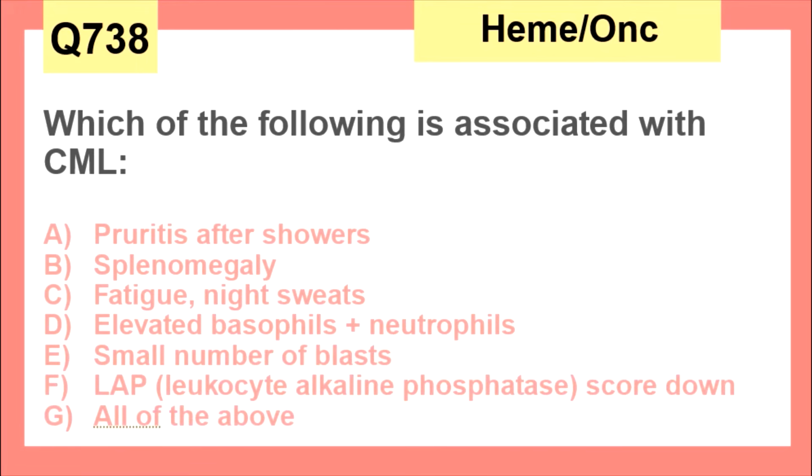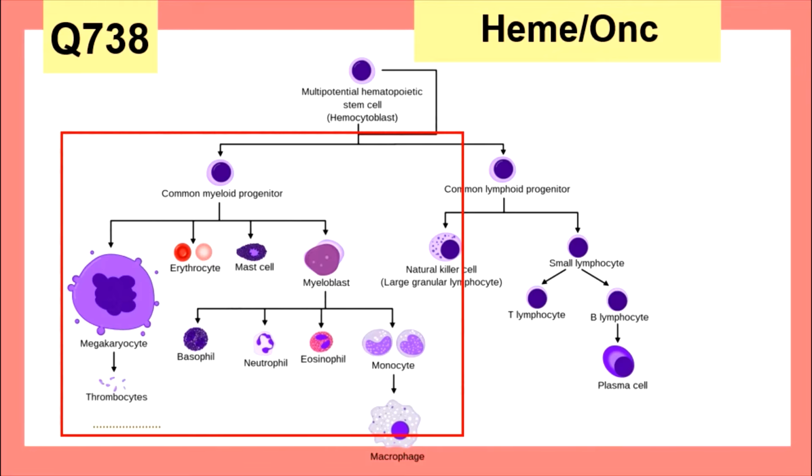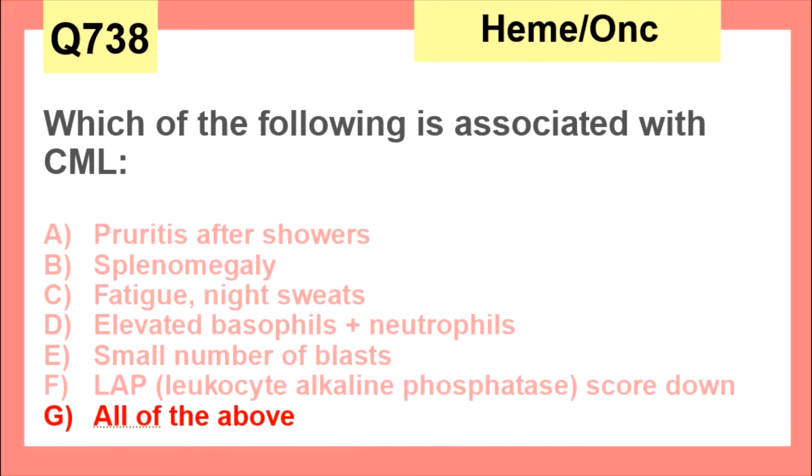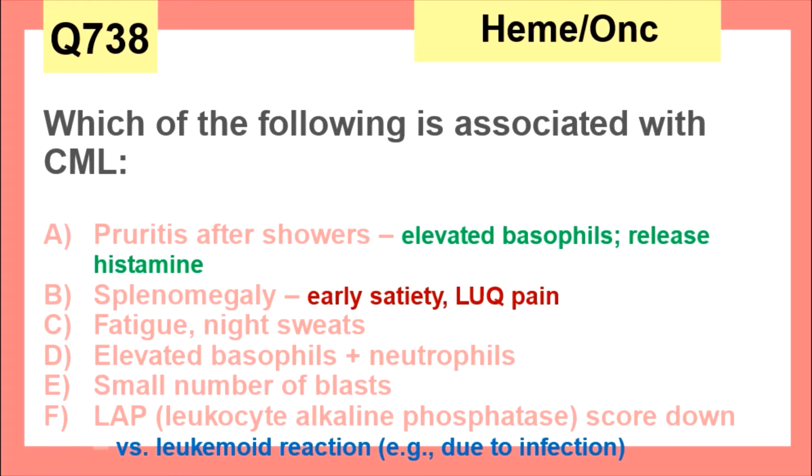738, which of the following is associated with CML? And the answer is all of these: pruritus after showers, splenomegaly, fatigue, night sweats, elevated basophils and neutrophils, small number of blasts, and LAP score down, as opposed to in a leukemoid reaction. We remind ourselves of the lineage in CML: it affects the myeloid progenitor pathway. That's why patients have pruritus after showers, just like in polycythemia vera, because the elevated basophils release histamine. Splenomegaly presents with early satiety and left upper quadrant pain.